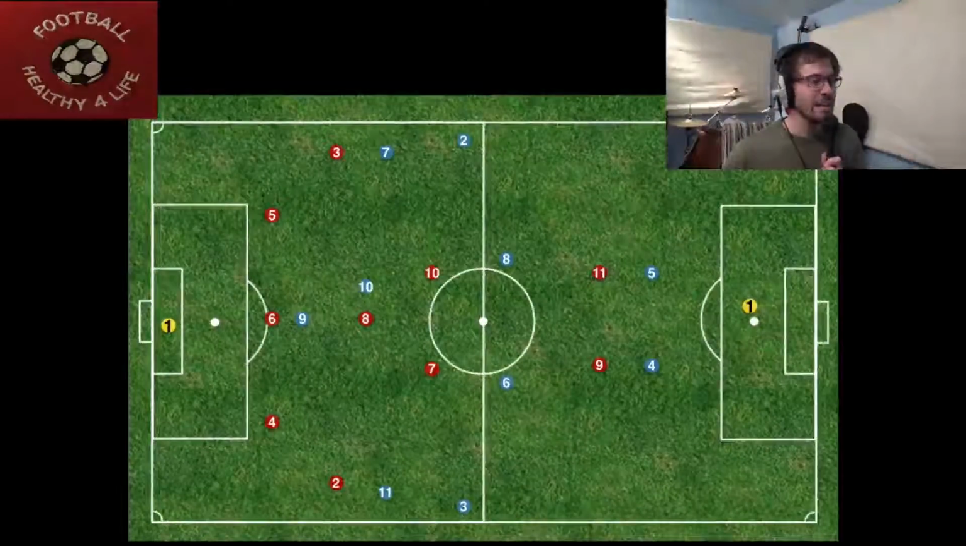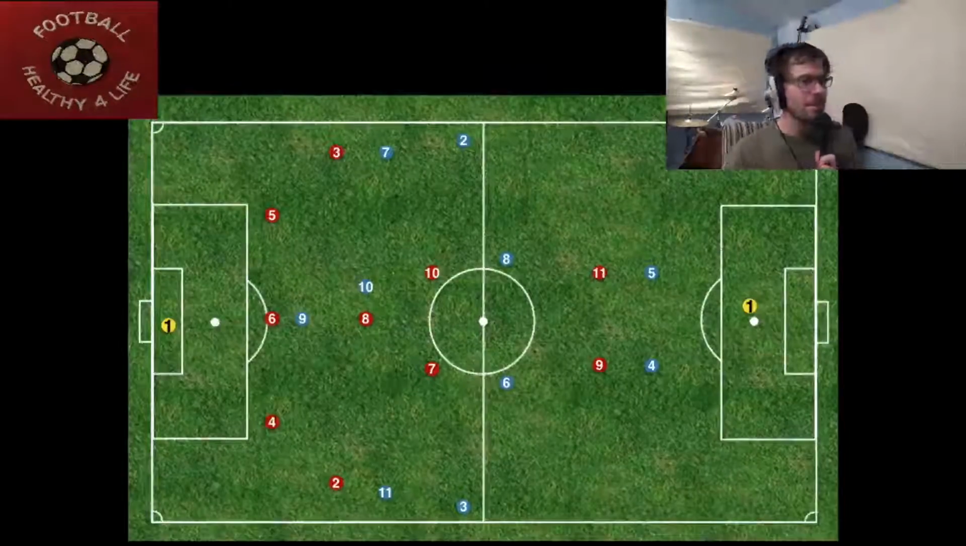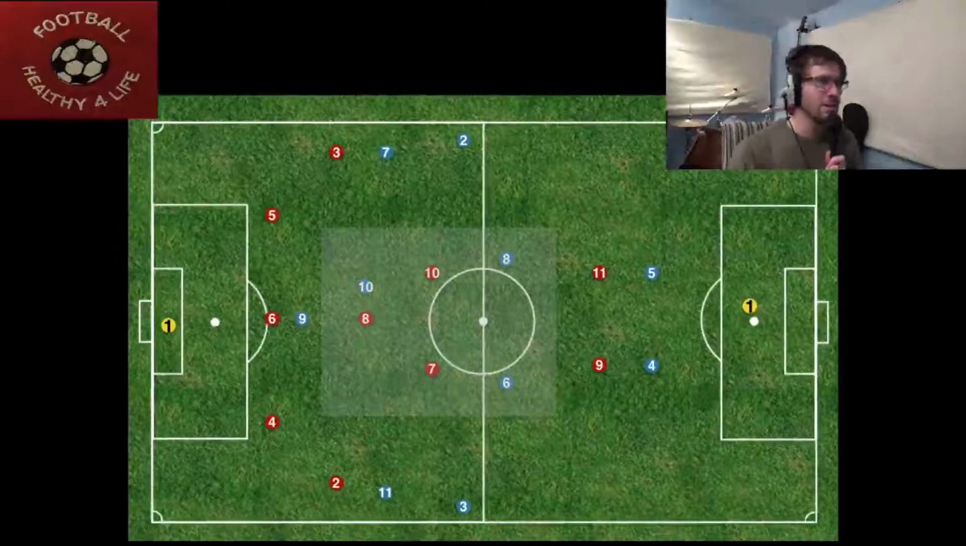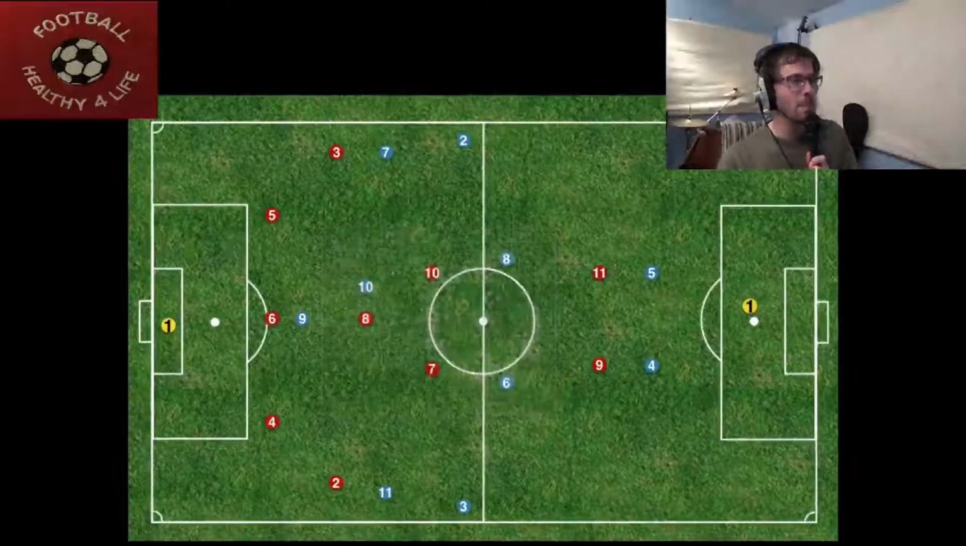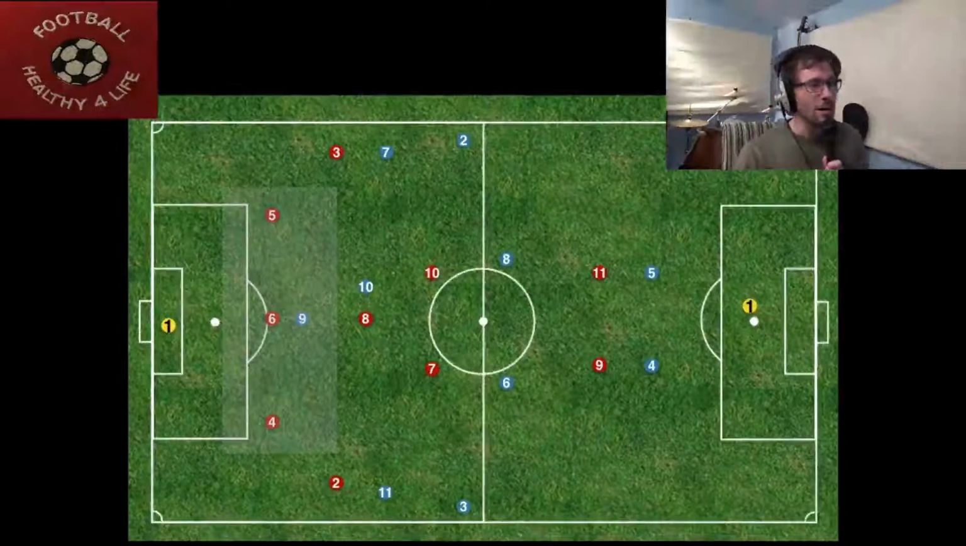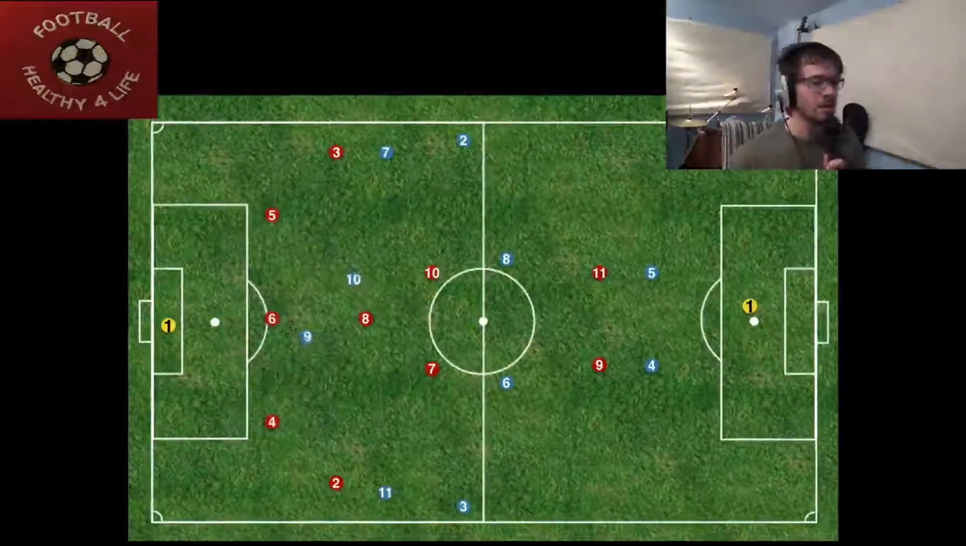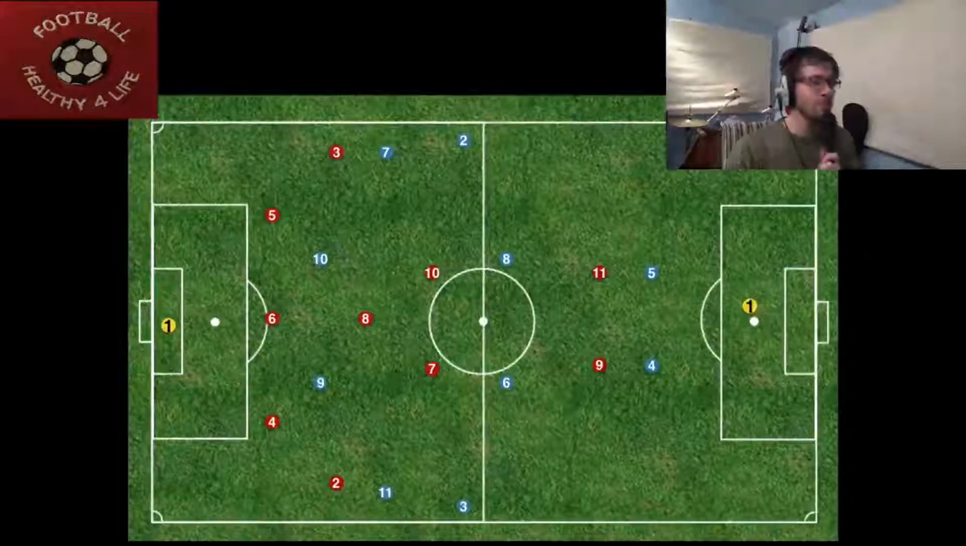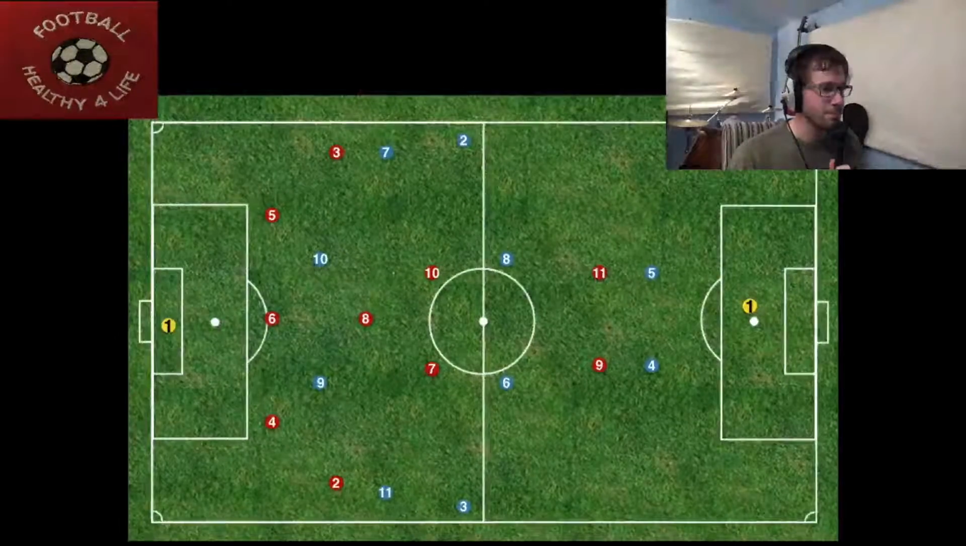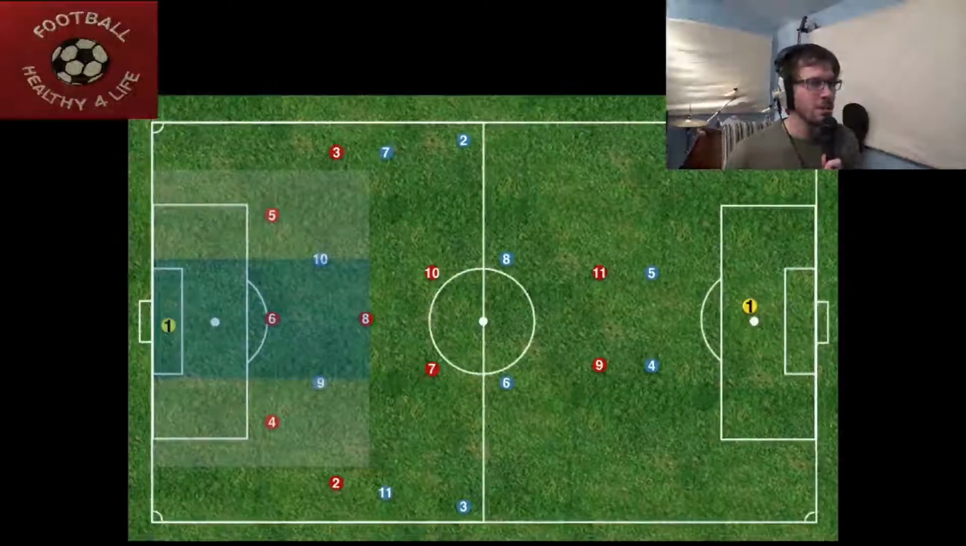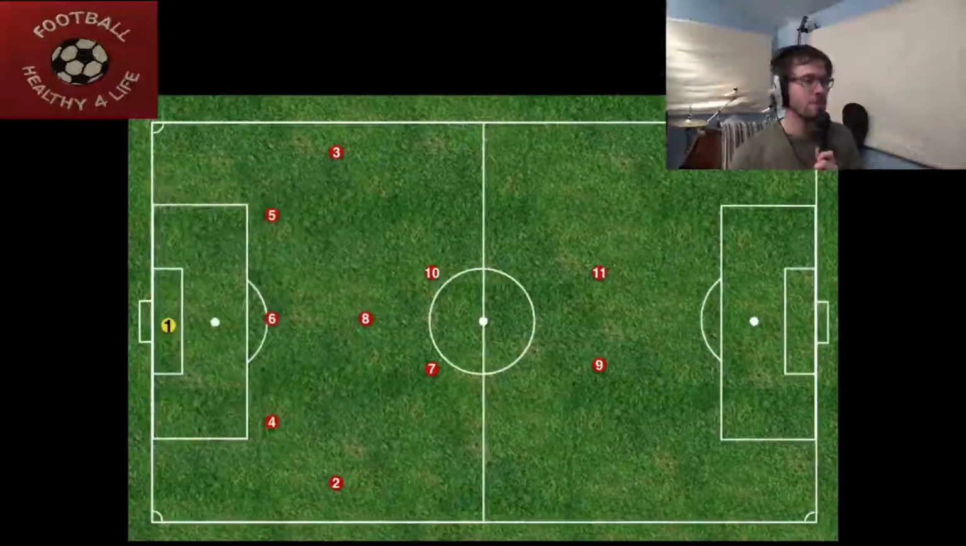If you get an intelligent number 10, then you might see his movement here, so he's dropped off, and then number 9 will move out and number 10 comes in and fills the space. So we've got to look out for the movement of the opposition players here. We've got to look out for that space in front of our goal. We don't want to be vulnerable.